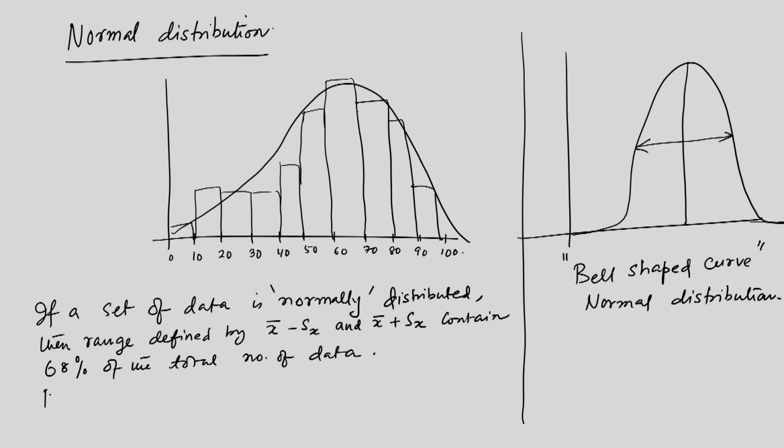And between x bar minus 2 S x and x bar plus 2 S x, we have 95% of the data. Okay. And of course, there are deviations from that.